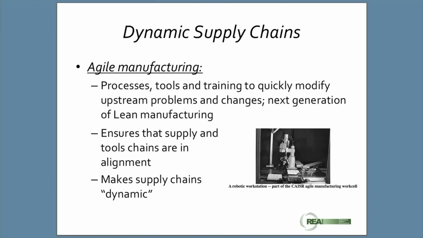The second process is agile manufacturing. This is less a manufacturing method and more a meta process that describes connections between the manufacturing steps. It focuses on how to quickly modify manufacturing steps when changes are called for. This is where we get the term dynamic. Lean manufacturing is an example of agile manufacturing. Most importantly, agile manufacturing makes sure that supply and tool chains are in alignment.